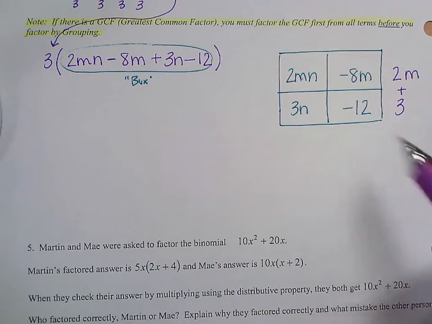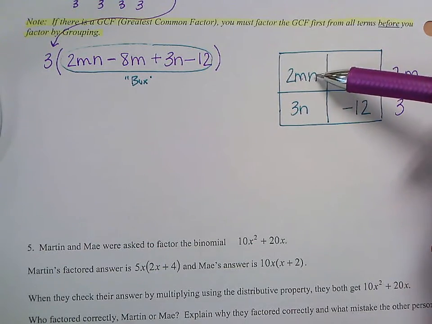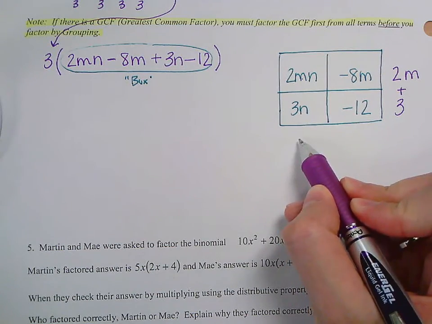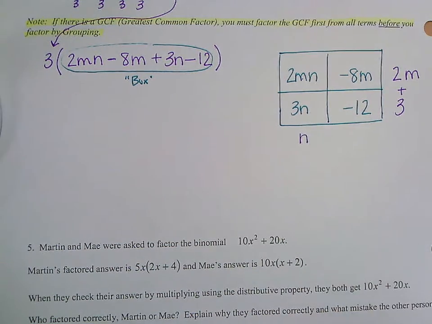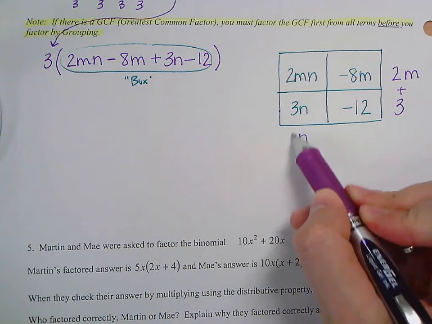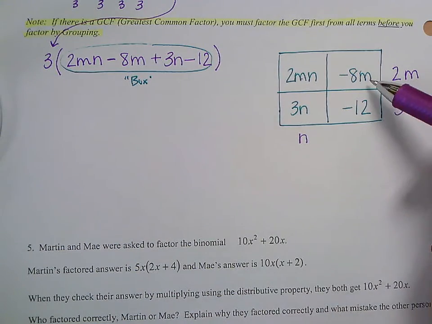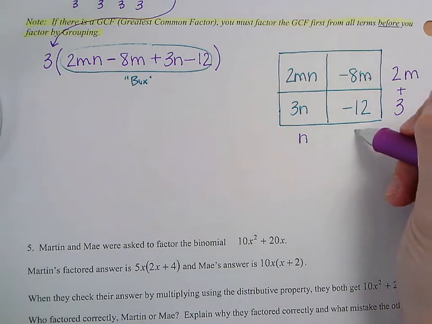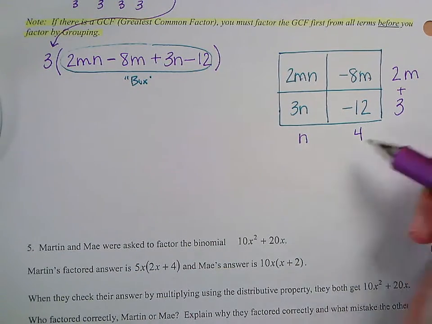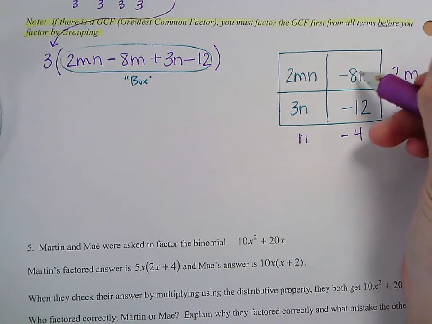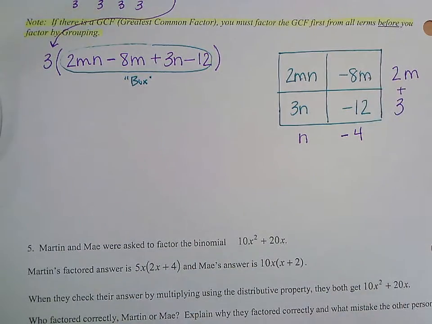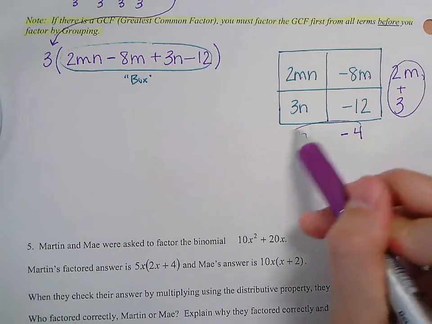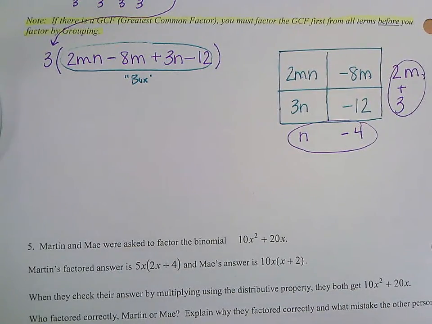Now down the columns. 2mn and 3n. They both have n. Again, you could have the 1 in front. Then negative 8m and negative 12. 4. It would be a negative 4 because the top one, the first one in the column, is negative. So that's n minus 4. So I have 2m plus 3 and n minus 4.